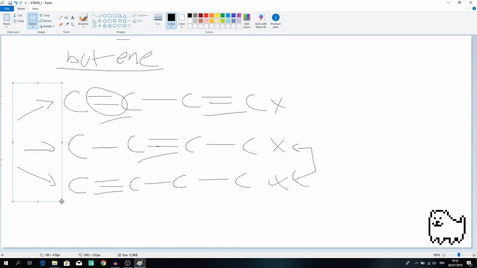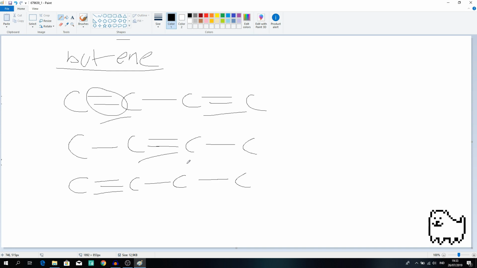So just get rid of these arrows. And let me think for a while. Okay, we'll start with the positioning. Whenever you encounter double bonds which are in different positions, the way you differentiate them is through the use of numbers.